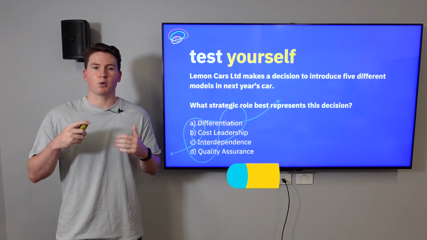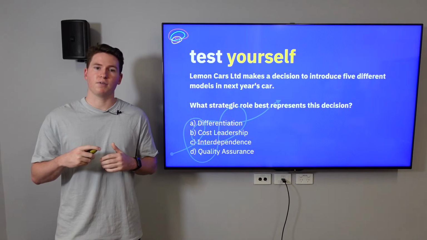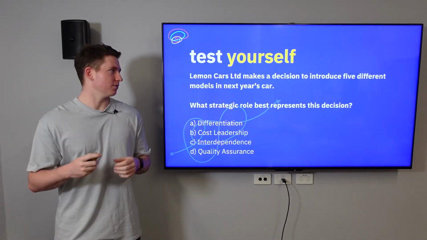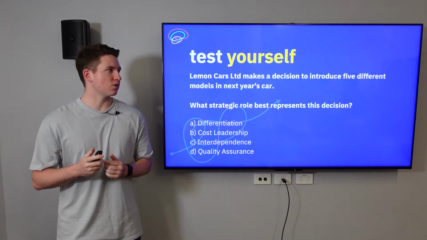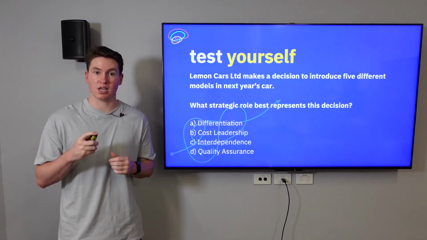Here we have a multiple choice question based off the role of operations. Pause the video if you'd like to attempt it. So here we have the question. Lemon Cars makes a decision to introduce 5 different models in next year's car. What strategic role best represents this decision?